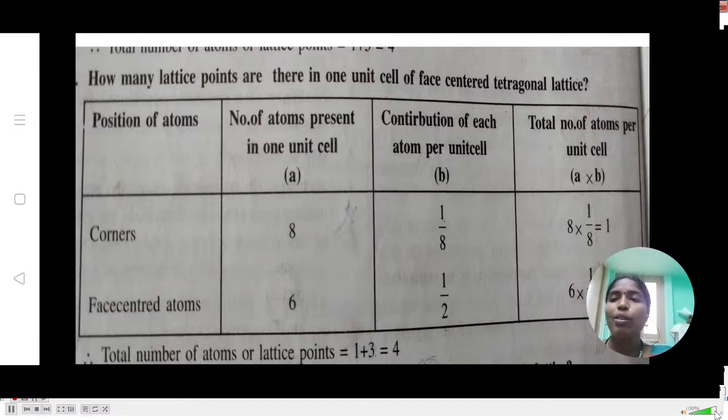Finally we calculate how many lattice points are present. The total number of atoms, or lattice points, is 1 plus 3. Totally we get 4 lattice points present in the face-centered tetragonal lattice.